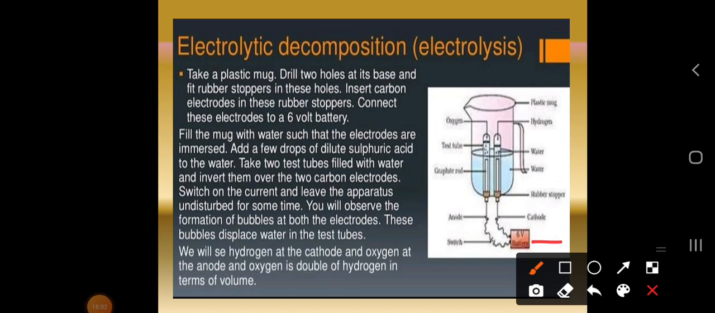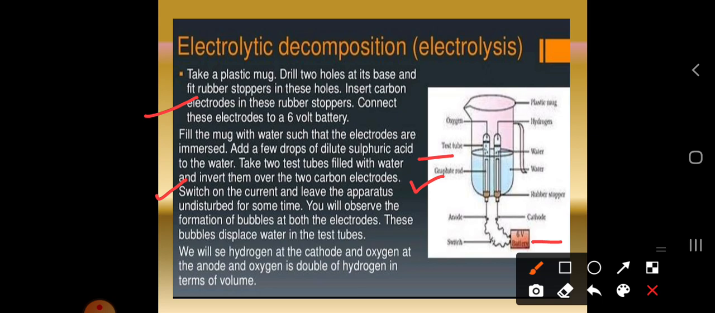Then you have to fill the mug with water such that the electrodes are immersed. Add a few drops of dilute sulfuric acid to the water, and take 2 test tubes filled with water and invert them over the 2 carbon electrodes. After doing this, switch on the current and leave the apparatus undisturbed.